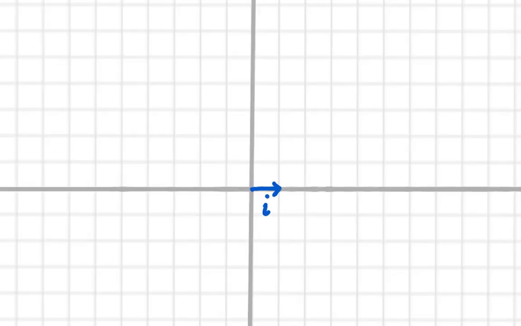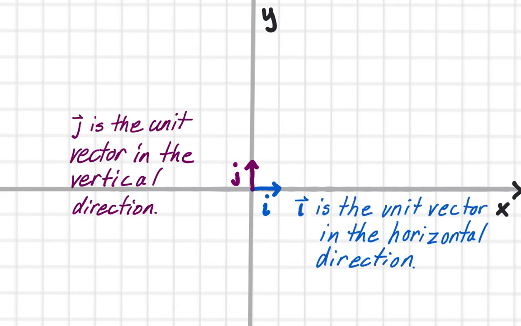So now it's time to add some new notation. Here is vector i, and as you can see, I've put it on a grid, so it looks like i is 1 unit in the x direction, on the x-axis. If that's the x-axis, up here is the y-axis, and we can draw a 1 unit vector going in the y direction, j. In fact, j is called the unit vector in the vertical direction, and we let vector i represent the unit vector in the horizontal direction.